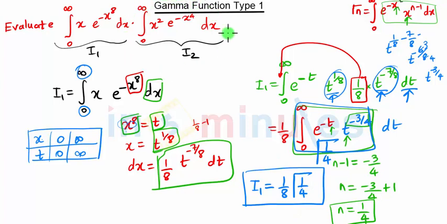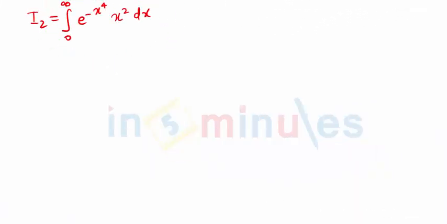So now consider I2. I2 is this term, integration 0 to infinity x square e raised to minus x raised to 4 dx. So this is our I2, and we have to make this equation in this form only to apply the property of gamma. So if you see, here we have e raised to minus x and here we have e raised to minus x raised to 4. We do not want this x raised to 4. We want only x.